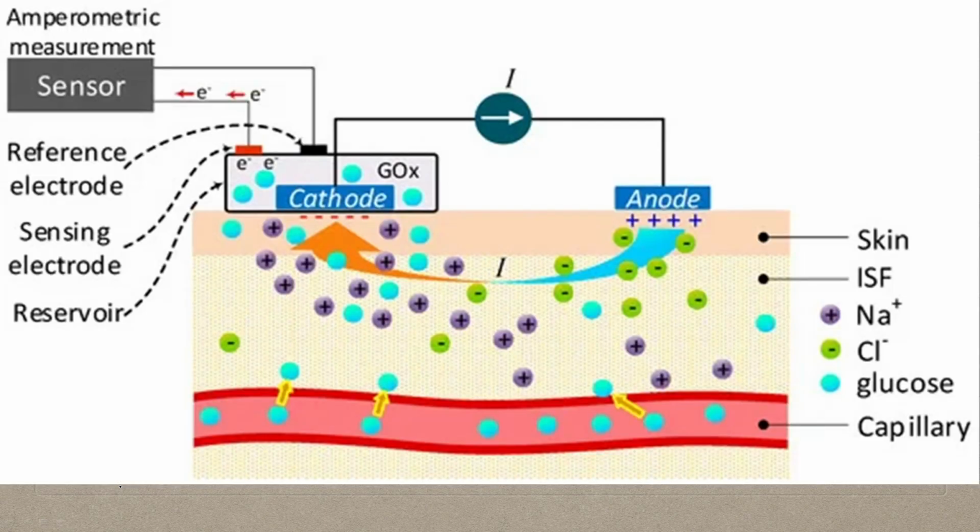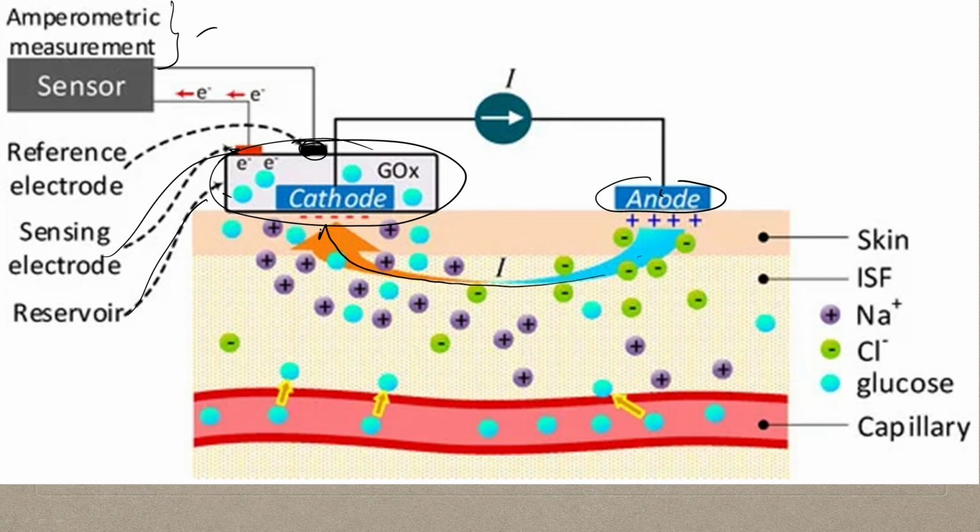And if you look at how reverse iontophoresis works, here there is an embedded anode and a cathode. On the cathode, you have the glucose oxidase. It's an amperometric measurement because you're measuring the current. Here you have the reference electrode, here you have the sensing electrode, and here you have the reservoirs, where you have the glucose oxidase immobilized. Now you're giving a small amount of current here. This current actually alters the flow of the interstitial fluid, and the glucose molecules migrate there.